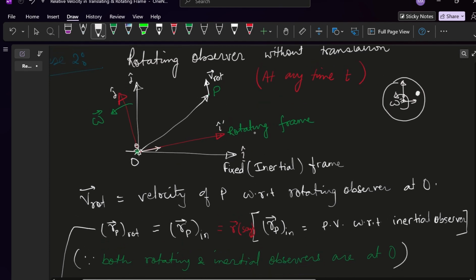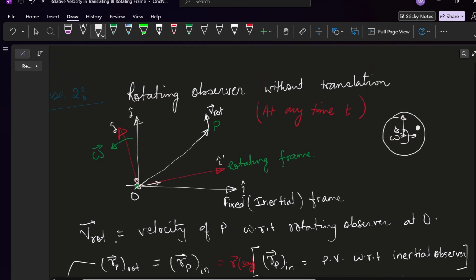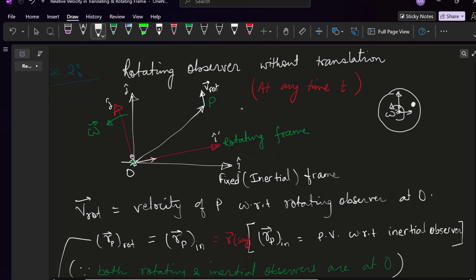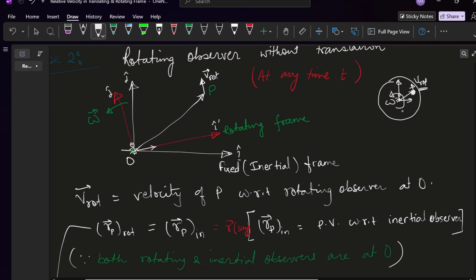Here I have written v_rot, which means v rotating: in this rotating frame of reference, what is the velocity this rotating person is seeing? In this example, if the coin is slipping on the disk with v rotating, then this person will see that on this disk the coin is slipping with some velocity, right? So that is your v rotating. I gave you this example.